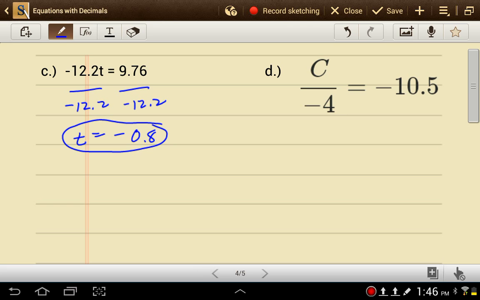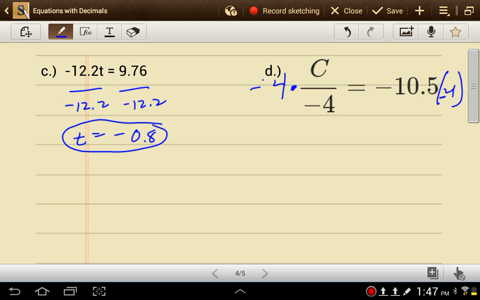For example D here, I have c divided by negative 4 equals negative 10.5. This is division, so remember I show my work by multiplying, and I show this off to the side. You can show it using a dot, or you can use parentheses, so I'll show it both ways. You can mix them if you want. Typically use consistent symbols, but whatever you want. And, oops, let's make that a negative 4, because that's dividing by negative 4.